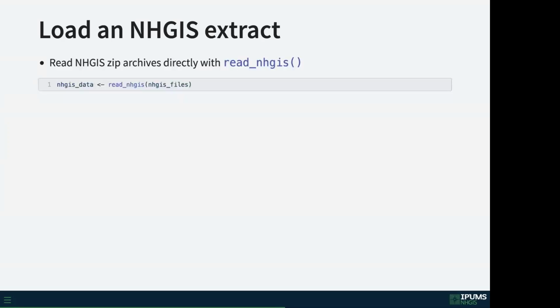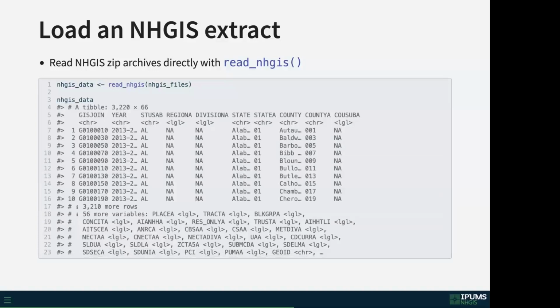Fortunately, we provide this function, read_nhgis, which anticipates that your files are going to be in a zip archive. And so it reads them directly. You don't need to go and manually extract those files. This function knows that it's going to be dealing with a zip archive, and so it can look inside and load the data through the compression. And what that gives you is your standard tabular format data.